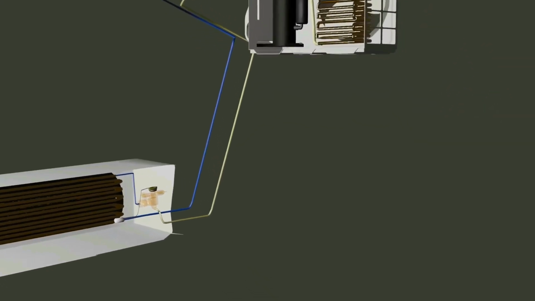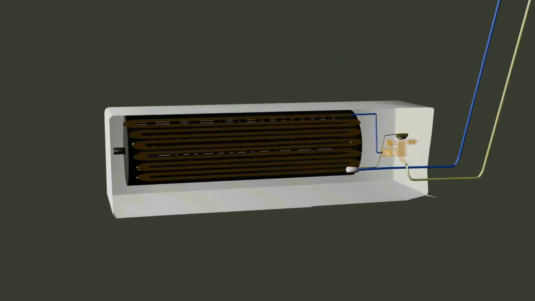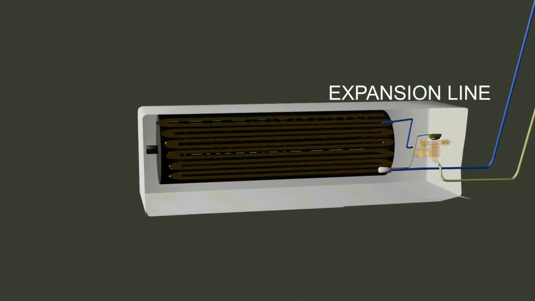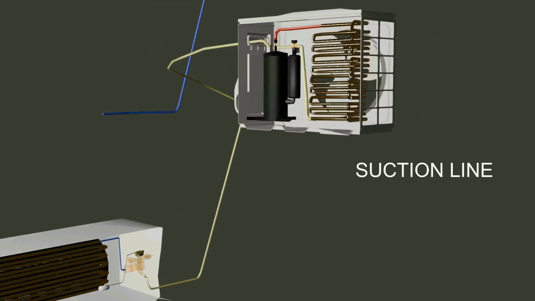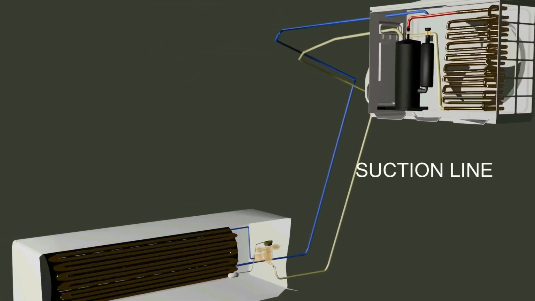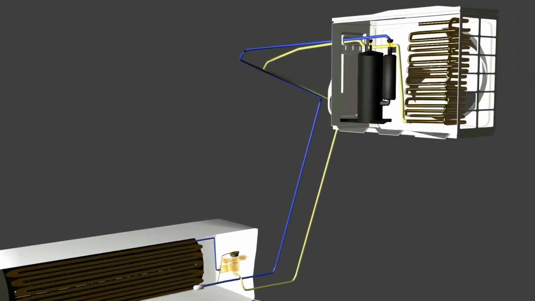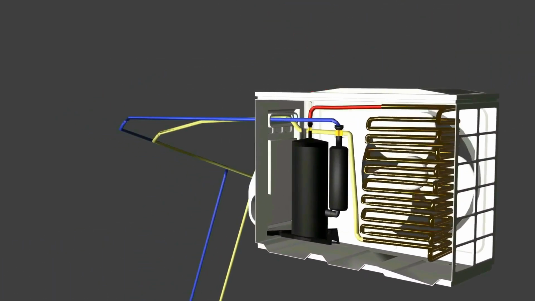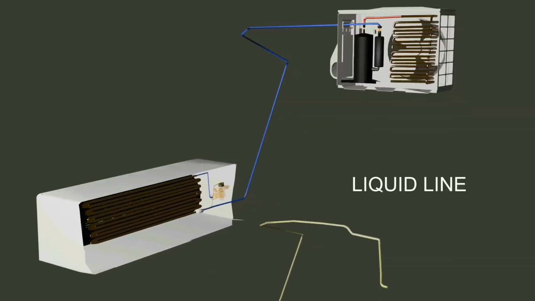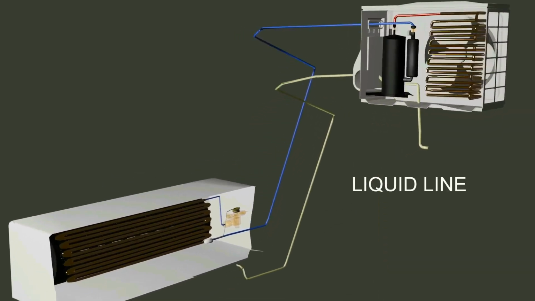Different AC parts are connected to each other by different lines. Like the connection between the expansion valve and evaporator is the expansion line. The line between the evaporator and compressor is the suction line. And the line between the compressor and condenser is the discharge line. And the connection between the condenser and expansion valve is the liquid line.